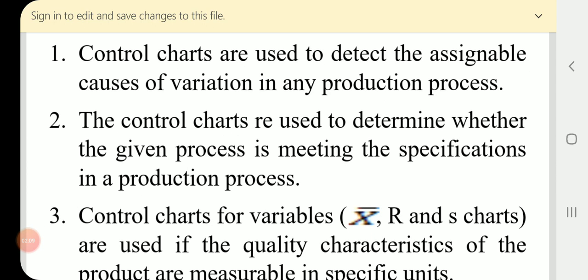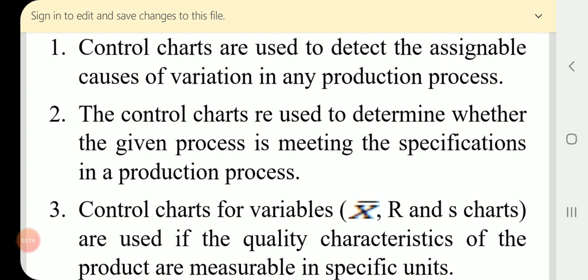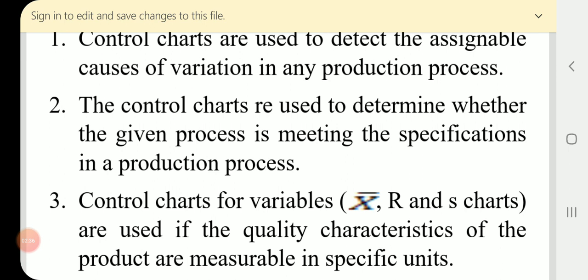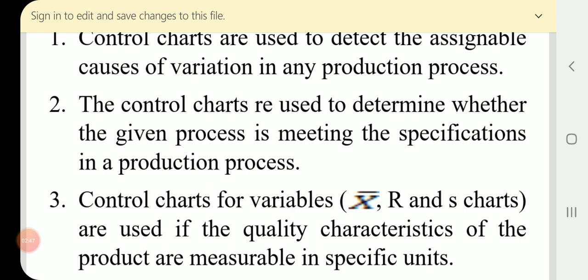Control charts are used to determine whether the given process is meeting the specifications in any production process. Whatever the specifications laid down by the company, by the producer, control charts are used to determine whether the given process is meeting the specifications. What are the specifications? Something like measurements. They will specify some measurements.